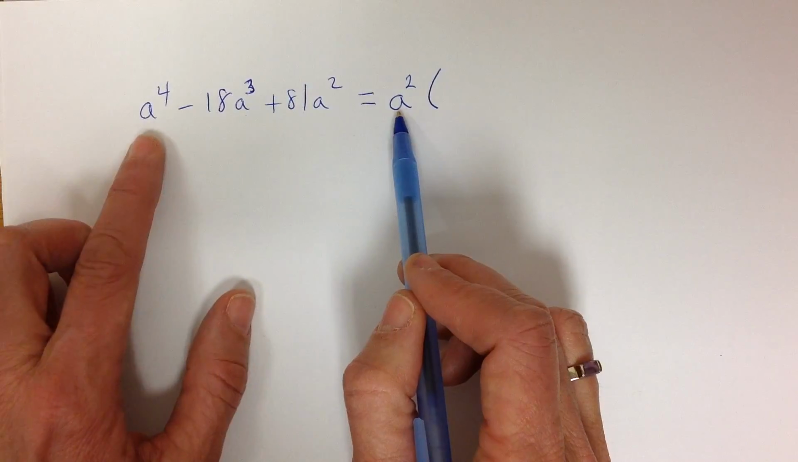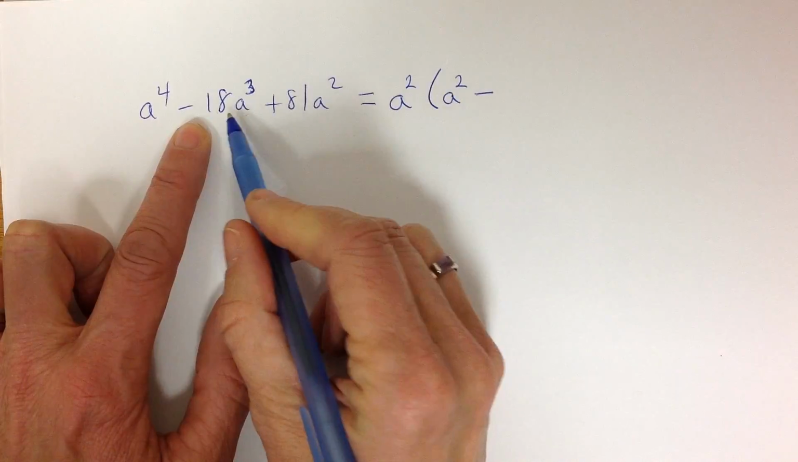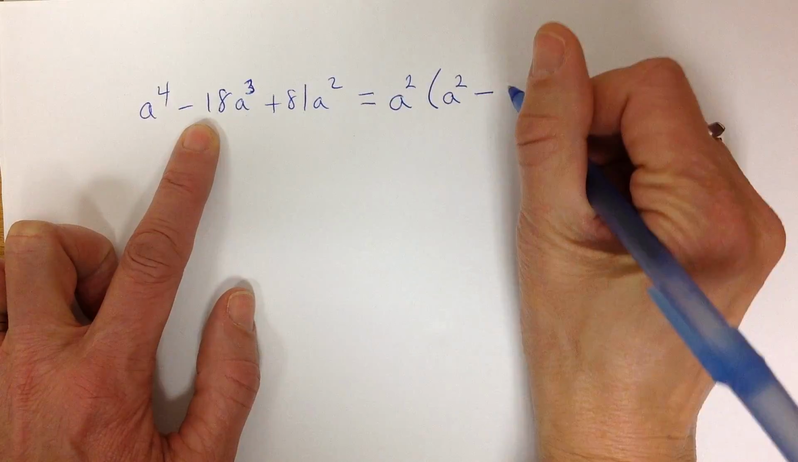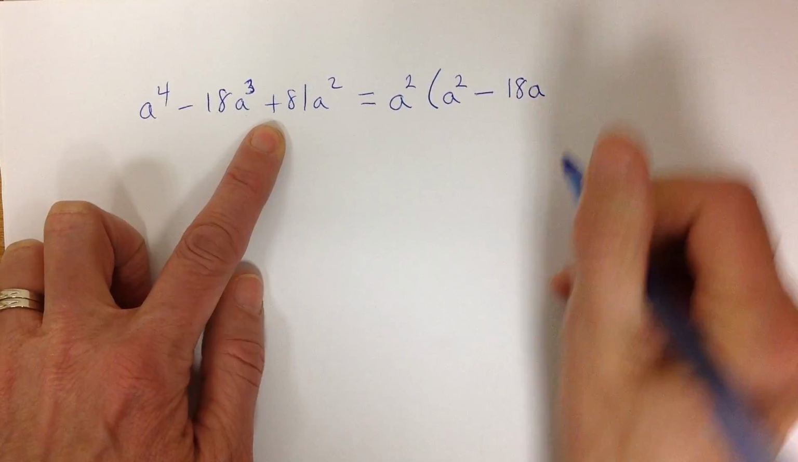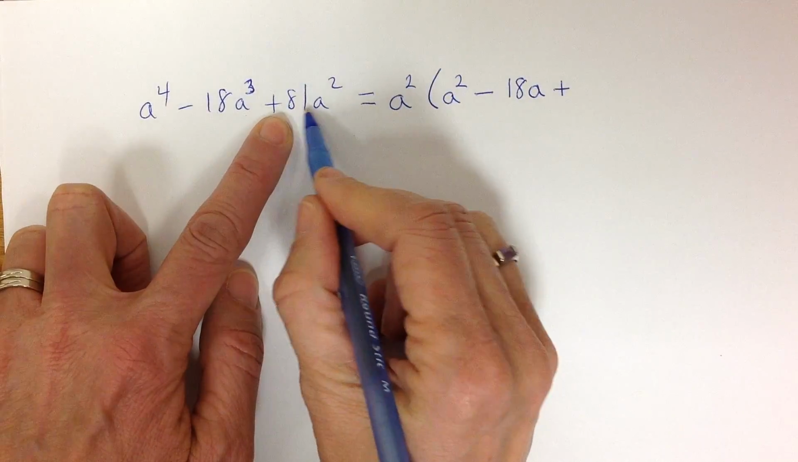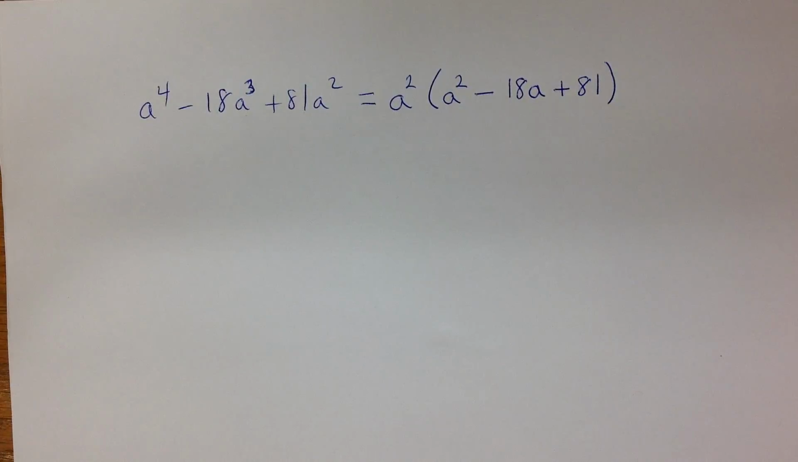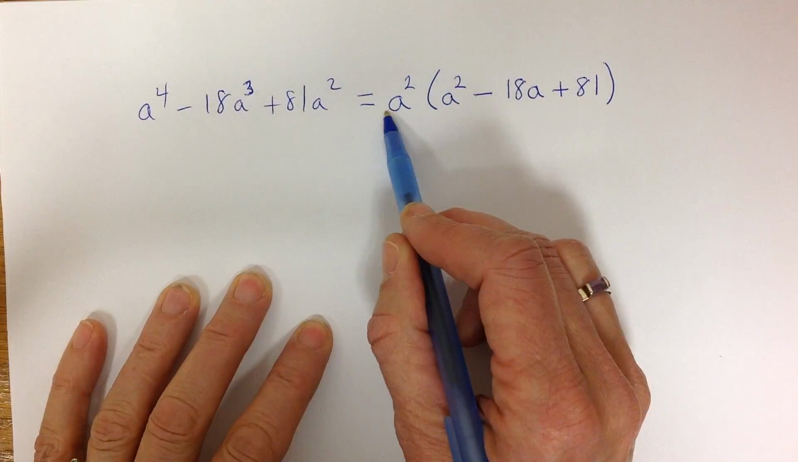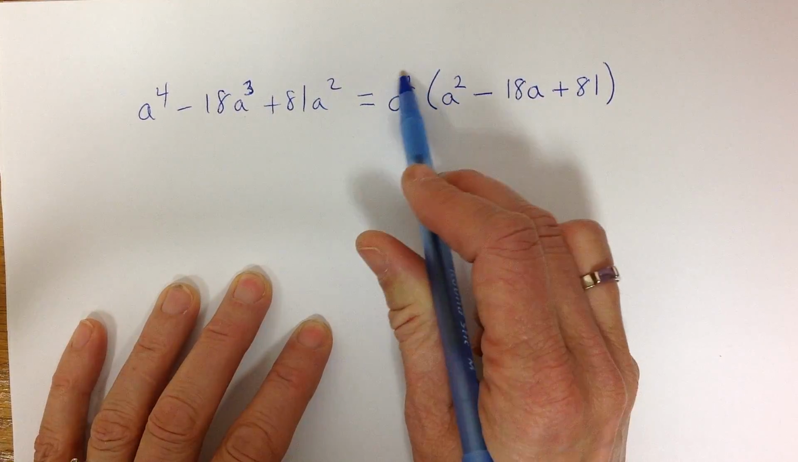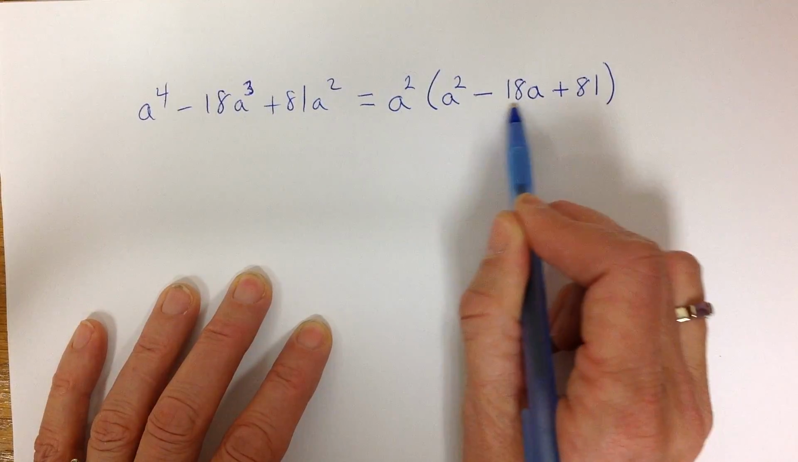Now when I take an a squared out of a to the 4th, I'm left with a squared minus 18a cubed. But if I take out the a squared, I'm left with an 18a to the 1st. And then plus, from the 81a squared, I'm just left with 81 after we factor out the a squared. We always want to see if we've factored completely. So this portion does not have any addition or subtraction with it. That's already factored, but I do have to think about what's in the parentheses.